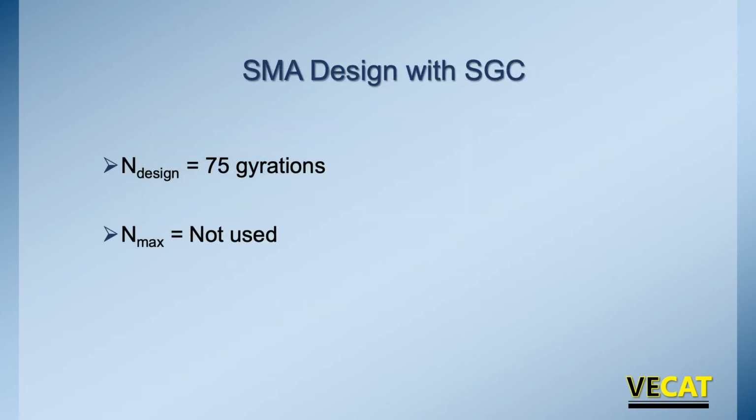SMA is 75 gyrations. Most of the conventional mixes, your dense graded everyday mixes, we're dealing with 50 gyrations and 65. But on SMA, it's a 75 gyration mix, and Nmax is not used or specified.